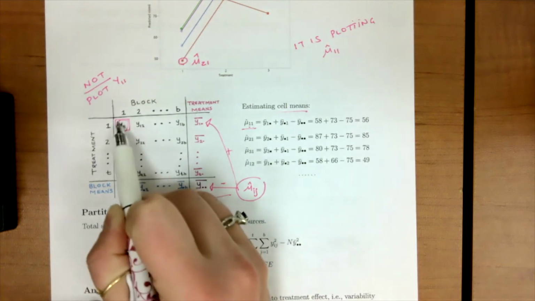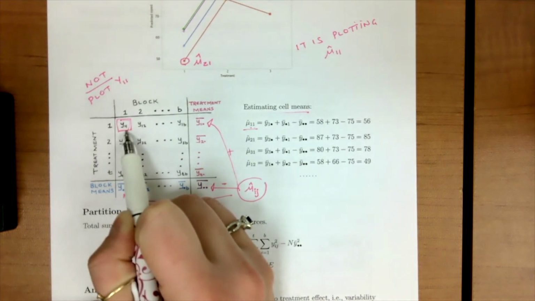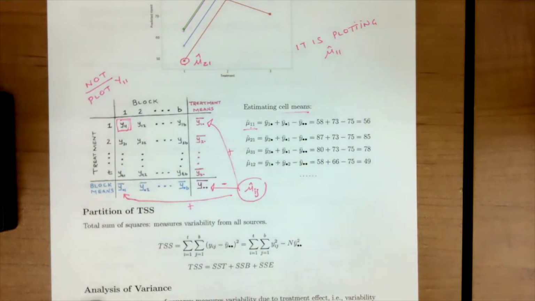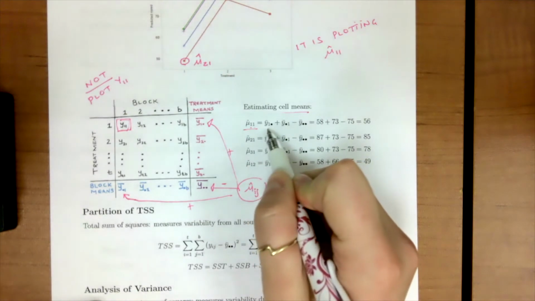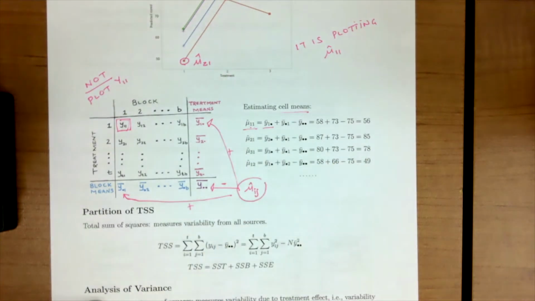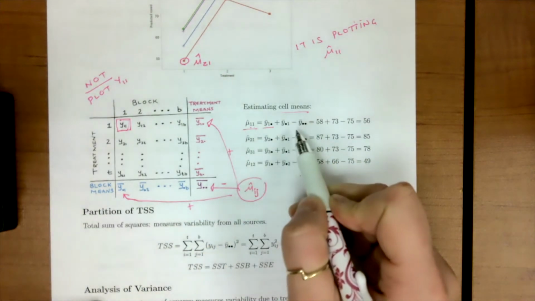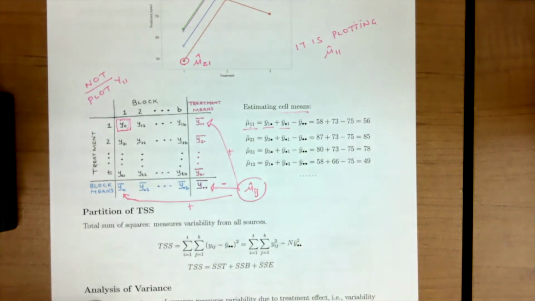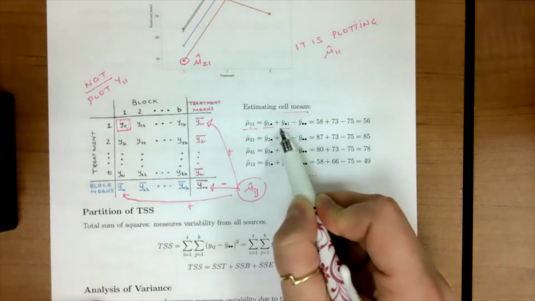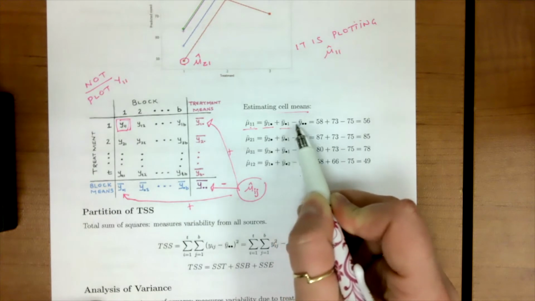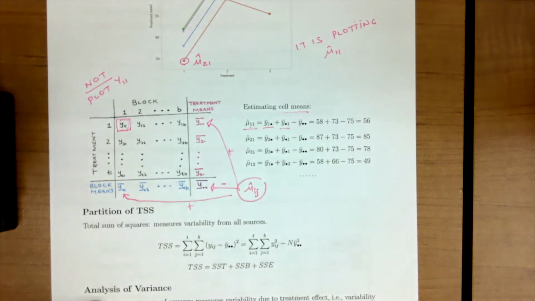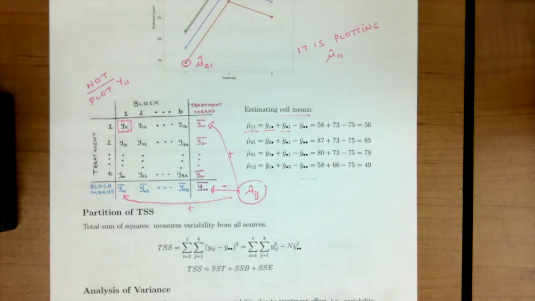So what are we estimating this on average to be, i.e. if we repeated this experiment, what would we expect on average? We're taking the treatment mean for treatment 1, we're taking the block mean for block 1, and we're subtracting out the overall. Okay.